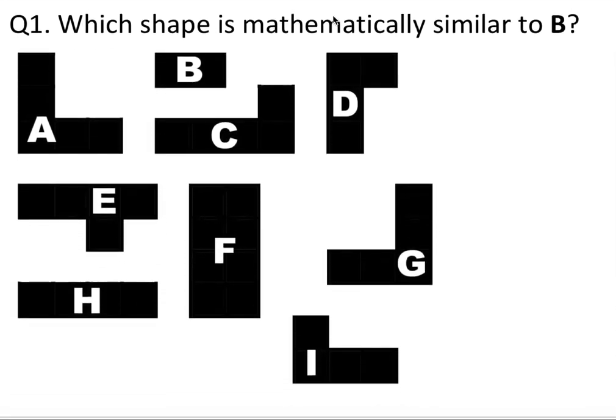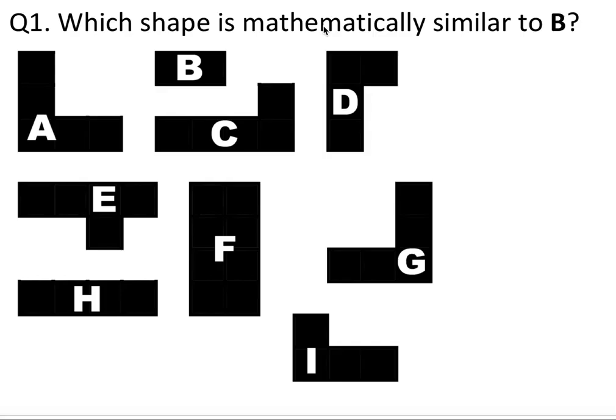Ooh, what have we got here? Right, we've got a group of shapes. Good shapes. So, question one: which shape is mathematically similar to shape B? Well, we've got a lot of different shapes here. Looks a bit like battleships or Tetris if you look at the different shapes. But they're all slightly different.